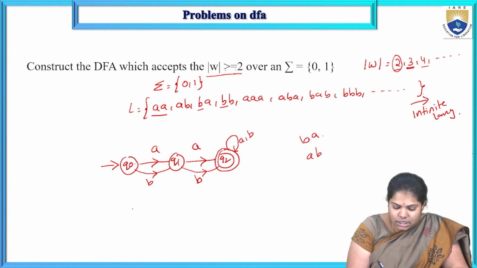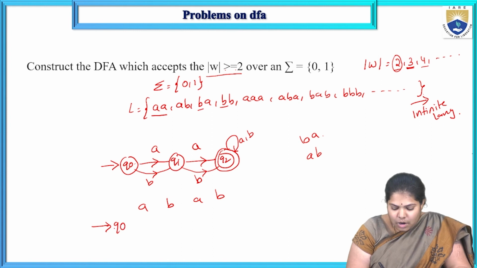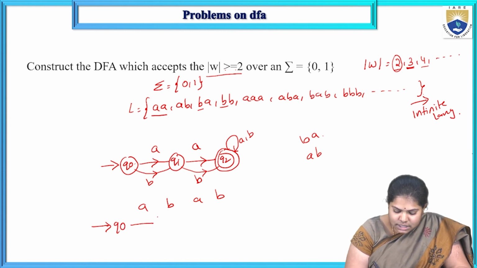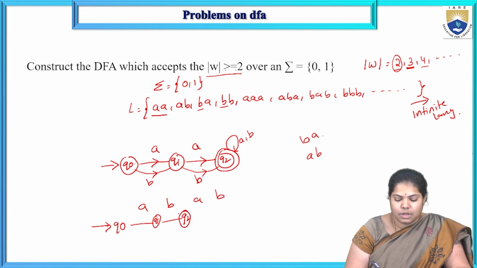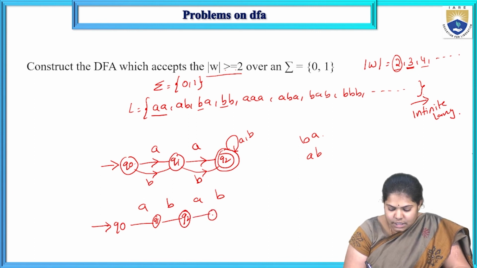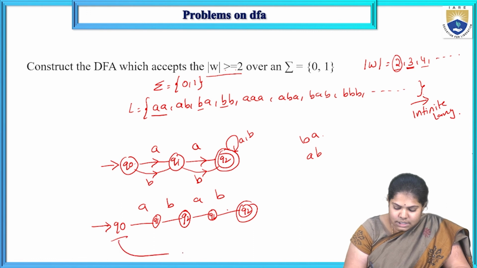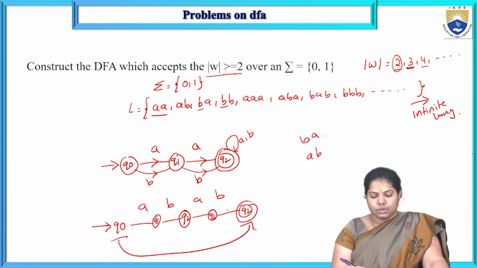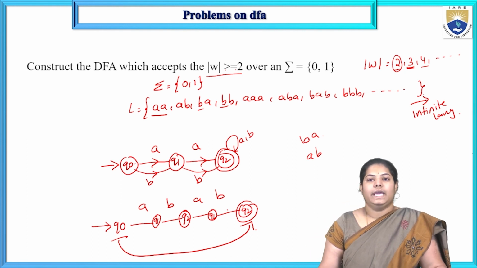So if I take a string called ABAB, I start with Q naught. On seeing A, I reach Q1. On seeing B, I reach Q2. On Q2 on A, I reach Q2 again. On seeing B again, I reach Q2. Here I reach from the initial state to the final state. So therefore ABAB, which is of string length 4, is also accepted.